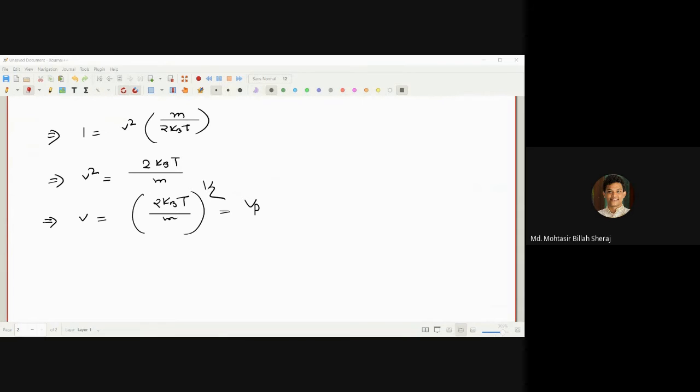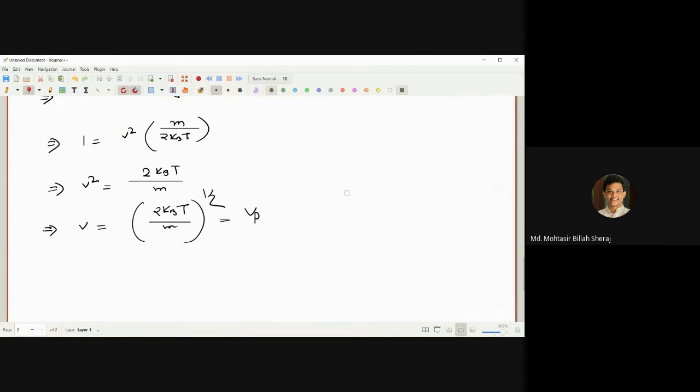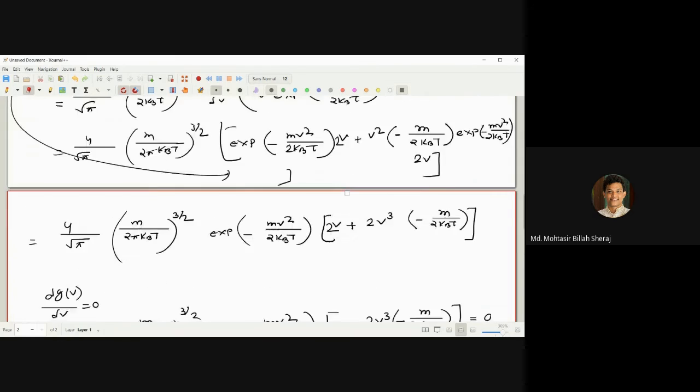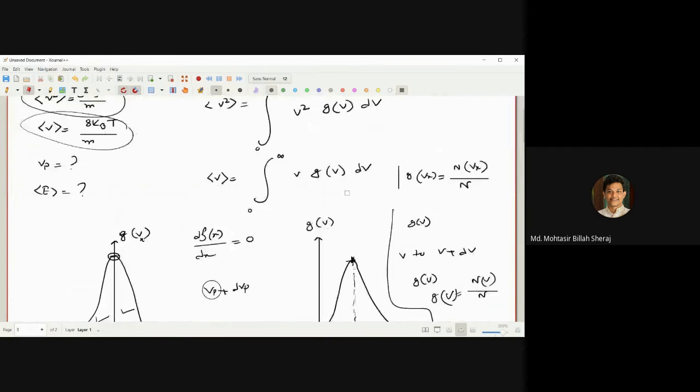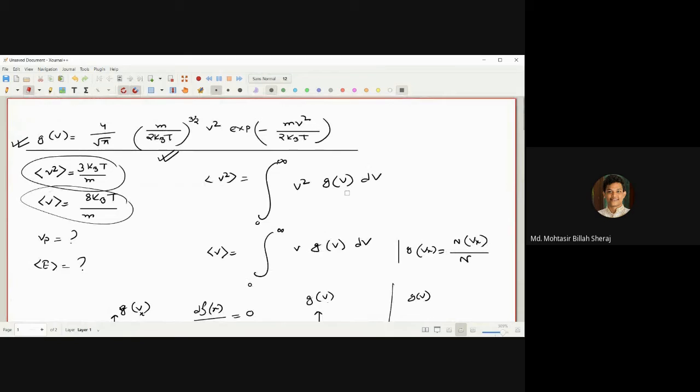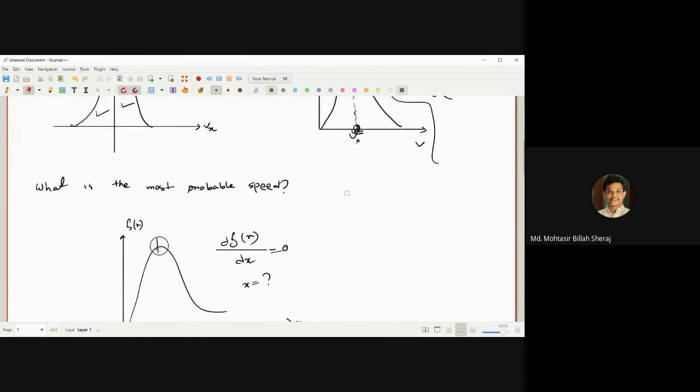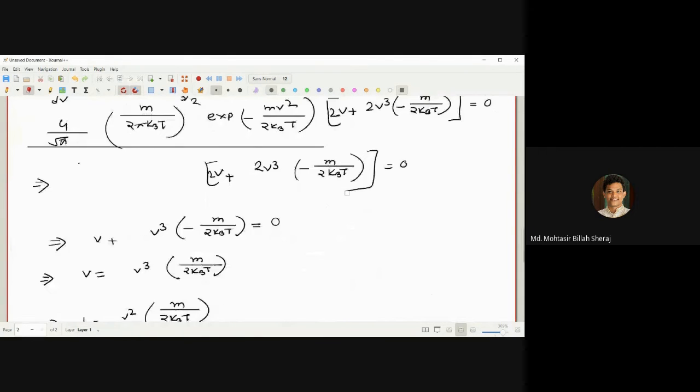Okay, so our speed distribution function is done. From this we will find the energy distribution function.